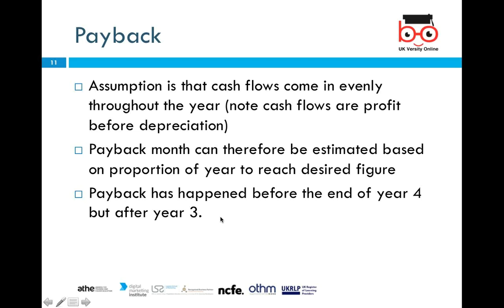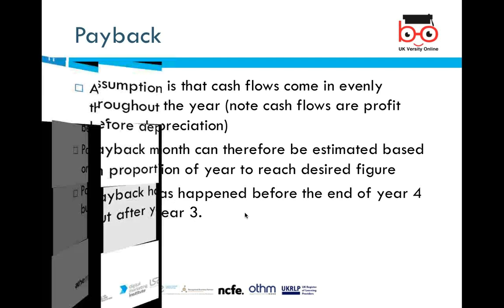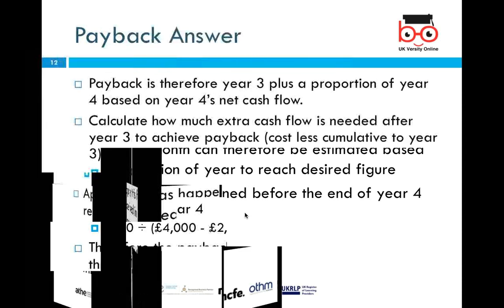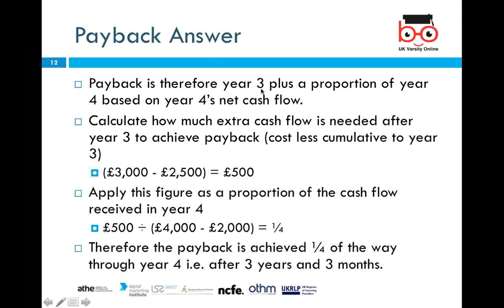So in our example, we have seen that the payback happens before the end of year 4 and after year 3. So it is in between 3 and 4 years. So after year 3 and before year 4. So payback is therefore year 3 plus a proportion of year 4 based on year 4's net cash flow.